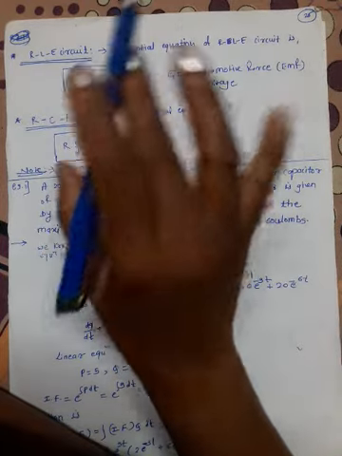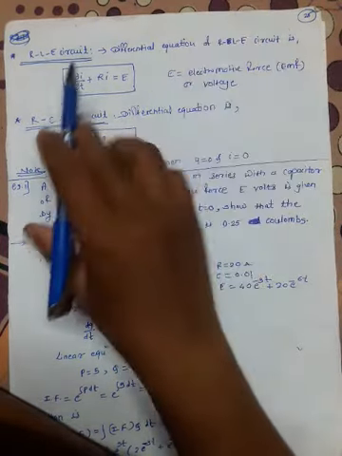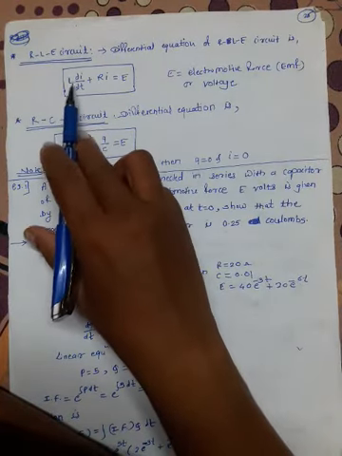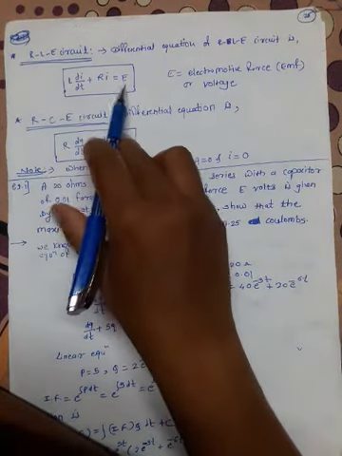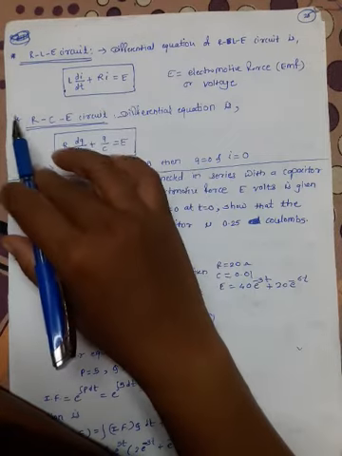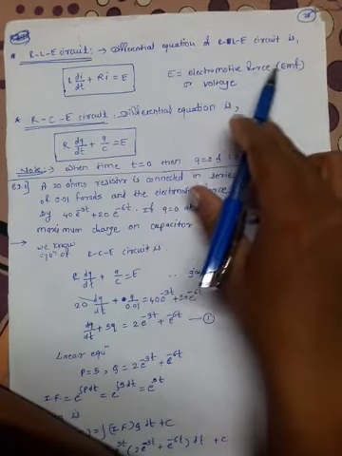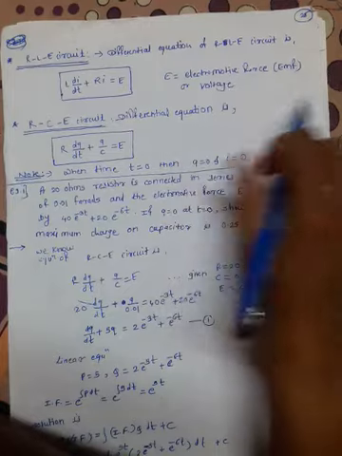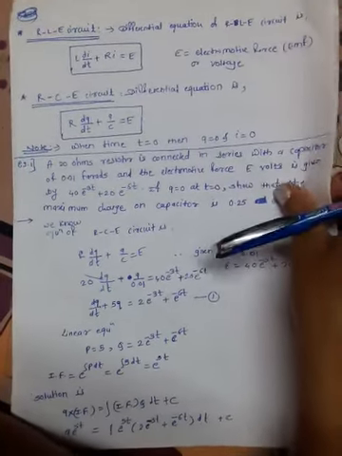As time is increasing, current is also increasing. L, R, that is inductance, resistance, and E, voltage, are constants, where E is called electromotive force, EMF, or voltage. This is the first RLE circuit equation.